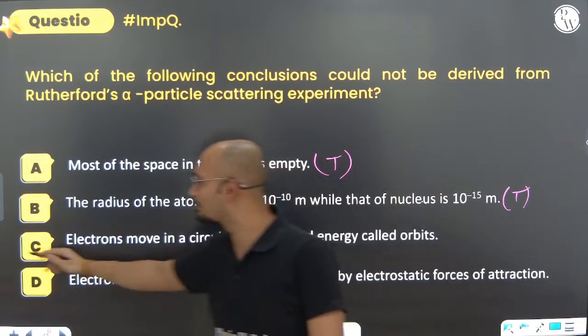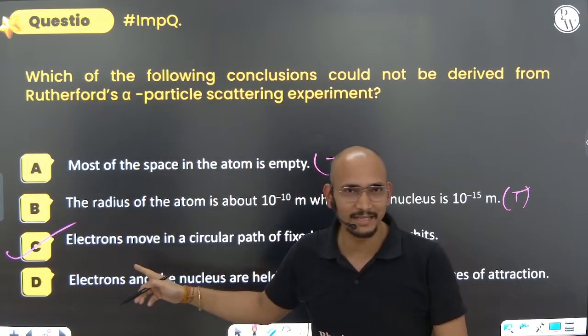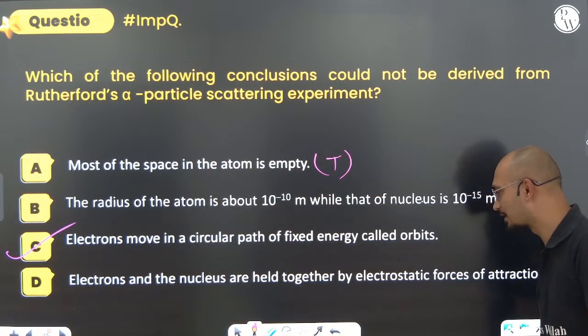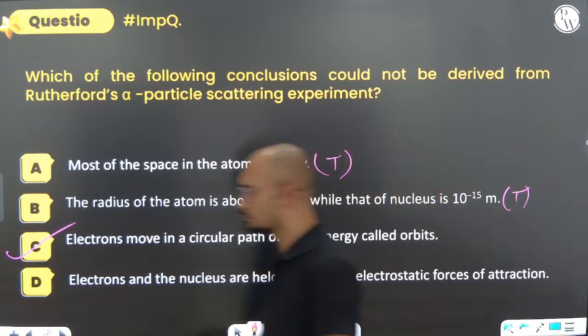I hope you all know that this was told by Bohr's model. Now, electrons and the nucleus are held together by electrostatic forces of attraction. For sure it was told, right?